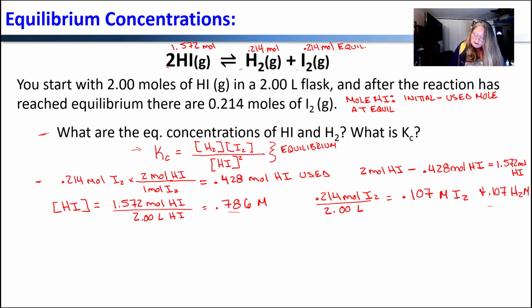Let's take a look at our sig figs. This is actually, I should have written this out, 2.00 moles minus my 0.428. So my 0.428, that's 3 after the decimal, but my 2.00 is only 2 after the decimal. So I'm only going to have 2 after the decimal, so 1.572 molar.